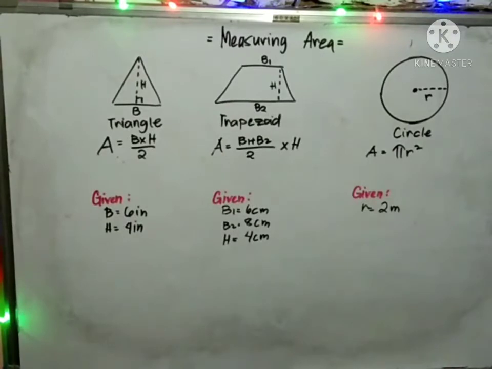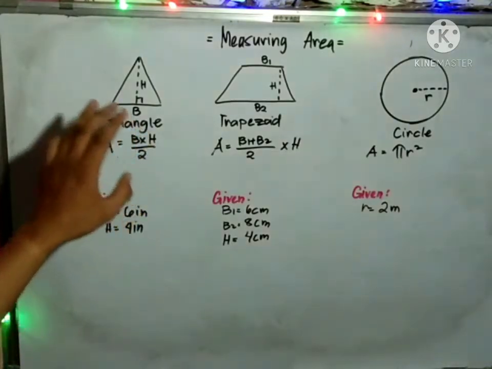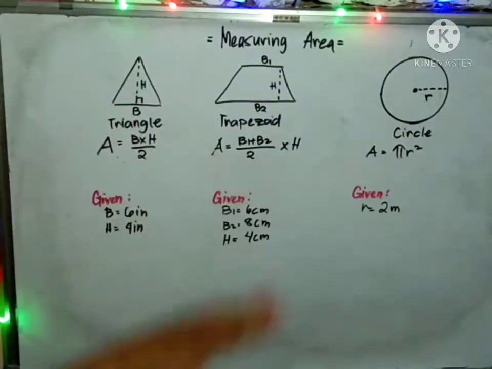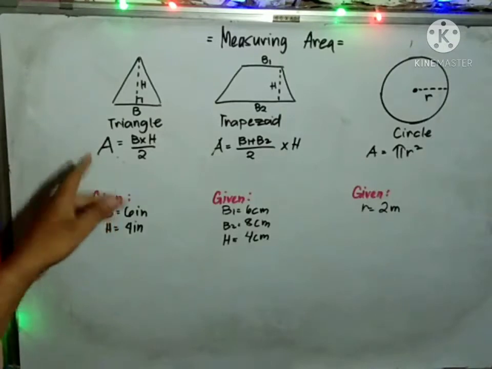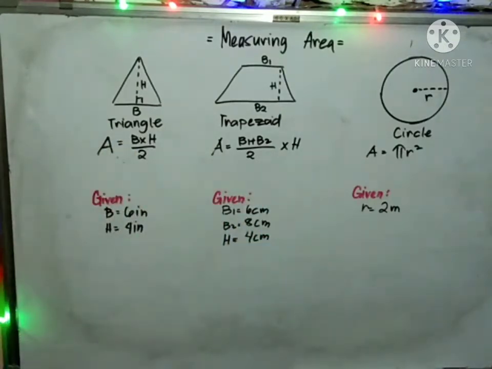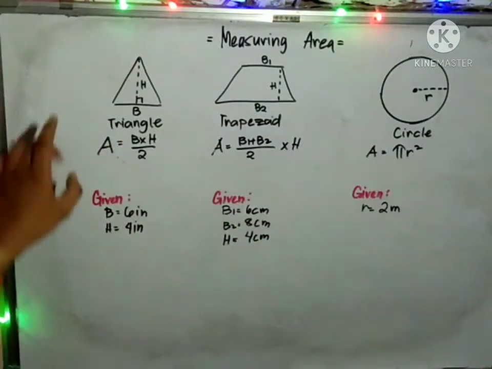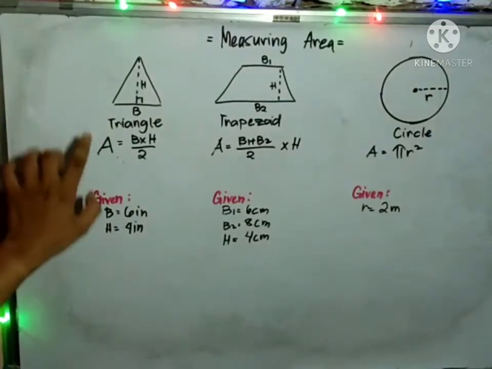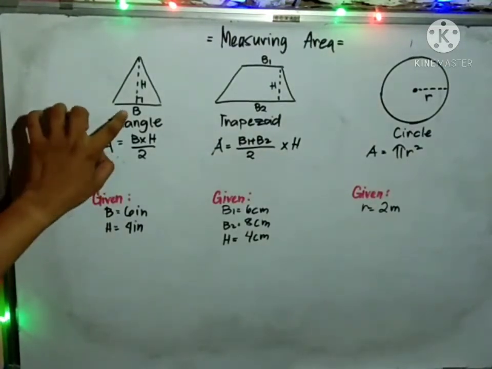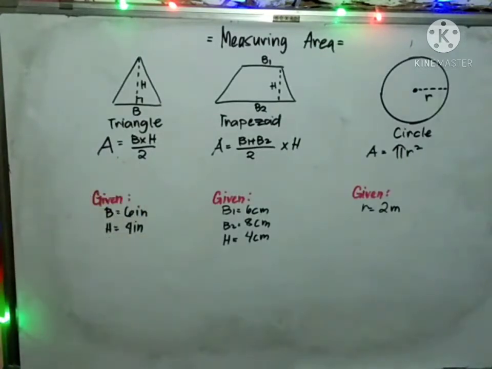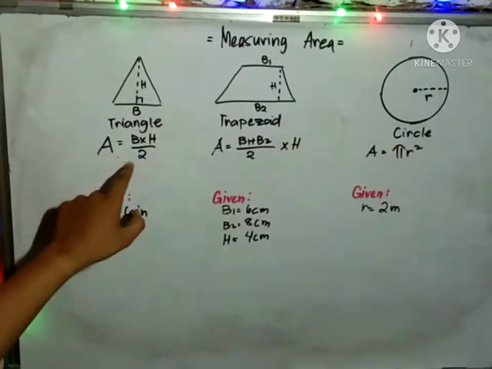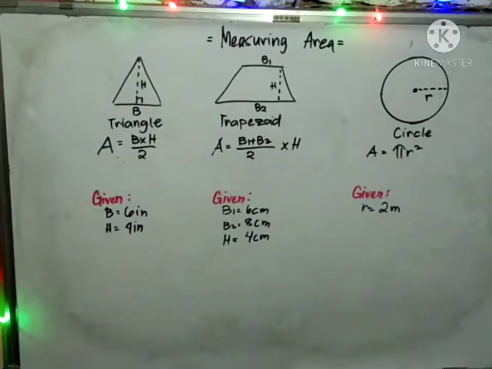Okay, now we have here the last three polygons that we are going to discuss. Okay po, so we have here the triangle, trapezoid, and the circle. So ano-ano ba yung formula nila in order to find the area of the triangle, trapezoid, and the circle? Okay po, so dun po sa triangle, we are going to use the formula base times the height divided by 2. Okay po, di-divide lang natin sa 2 yung product ng base and height.